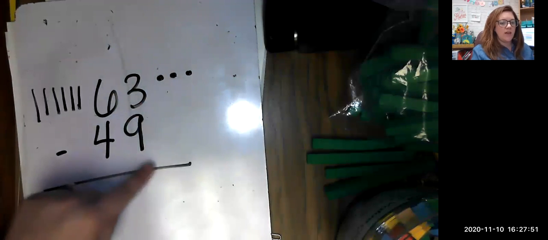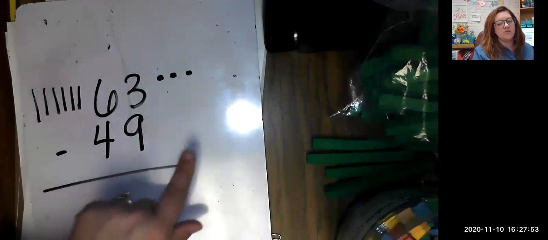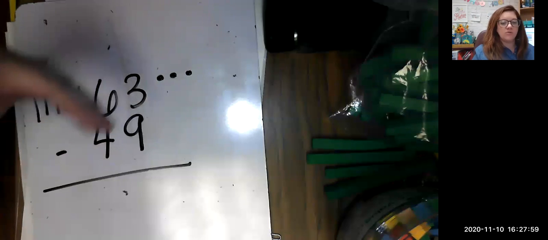Now I'm taking away 49 from the 63. So I'm not going to draw my 49. I only draw my second number if I'm adding them together. I'm taking it away. So I'm not going to draw it. I'm going to cross them out from up here. So I've got my ones over here and my tens over here. Draw a line down the middle so I don't get them confused.